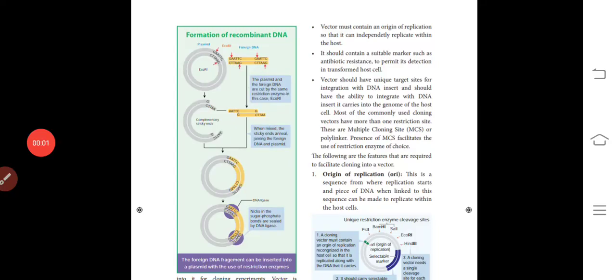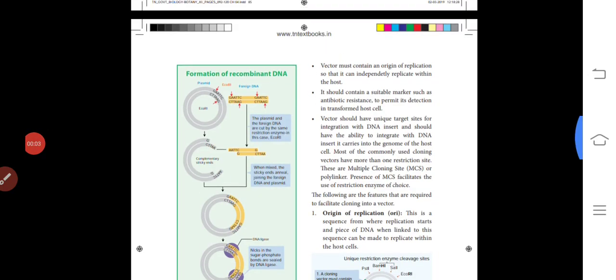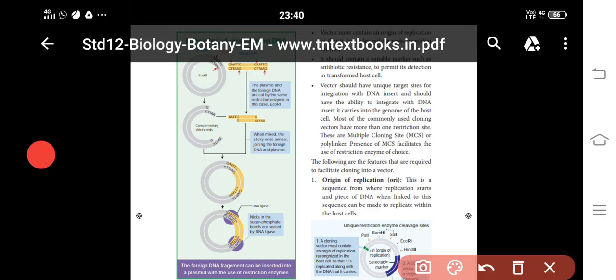Formation of recombinant DNA. So this is the plasmid, and the EcoRI enzyme is taken, so that the foreign DNA can be joined.